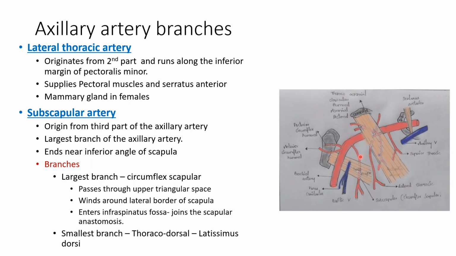Then the smallest branch is called the thoracodorsal or the latissimus dorsi branch. You can see that in this picture, the subscapular artery.